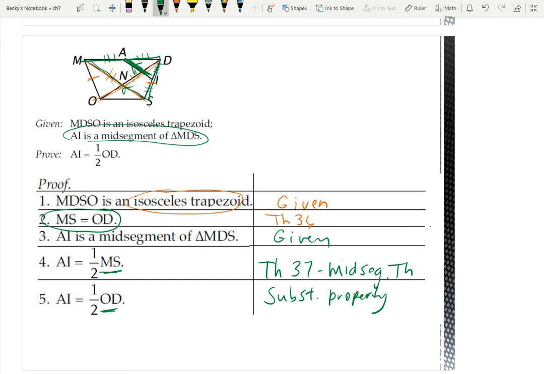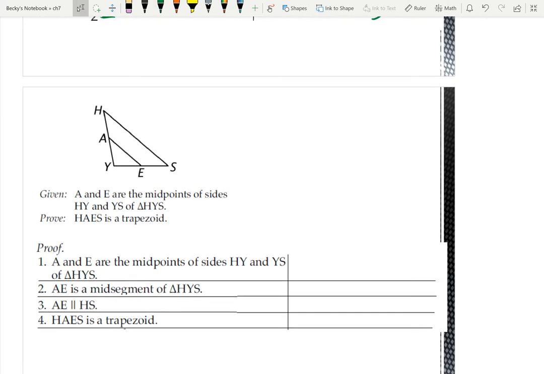So when you're doing the proofs, always use the information they give you to get to the next step. Sometimes, you'll know more information than you need. Sometimes, you just have to mess around with it, and it's like a big puzzle. All right. We have one more to do, and we're done with chapter 7.